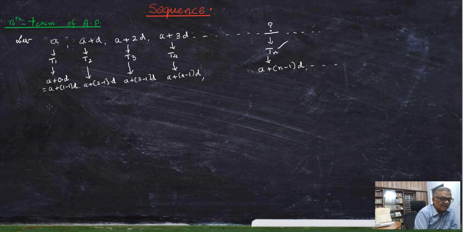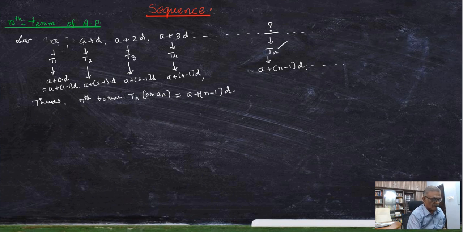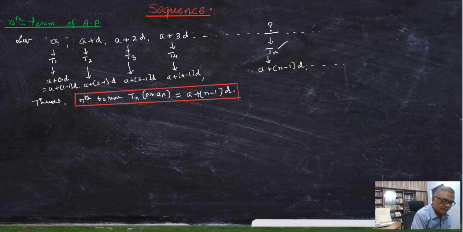Thus, the nth term Tn, or I can write An, is equal to A plus n minus 1 into D. This is the general term which you can write down. So this is the nth term of the sequence.